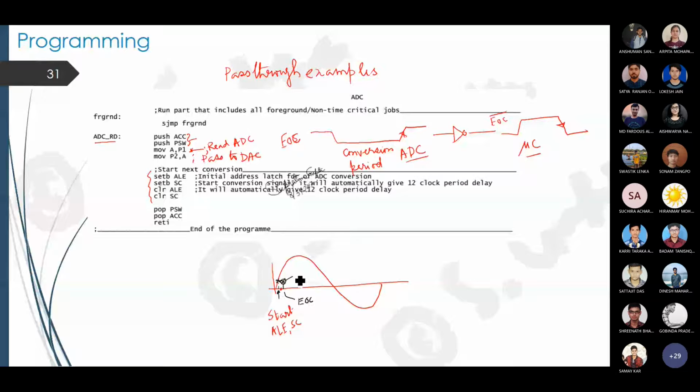Now, again, the start should be there. So after reading this one, at this point, again this start and ALE signal should be there, so that it will get this one. And after that conversion time, it will get that EOC. Okay. And it will continue this way. Is it clear? So I have exaggerated this time, but this is a very small amount of time. Is it clear to you?